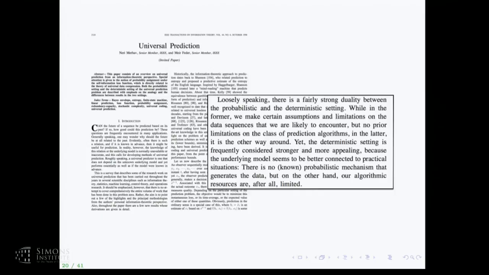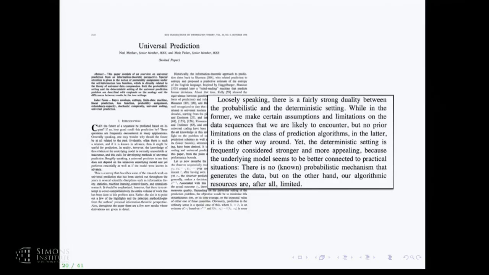And let me say that this connection between the ability to get results similar to what you get in the IID setting or in the stochastic setting, but for individual sequences, has been noticed by many people in different communities. This one is from information theory, a classical paper by Merhav and Feder on universal prediction. Loosely speaking, there is a strong duality between the probabilistic setting, where you assume that data comes from some source, for them not necessarily IID, and the deterministic one, where you want something for all sequences.